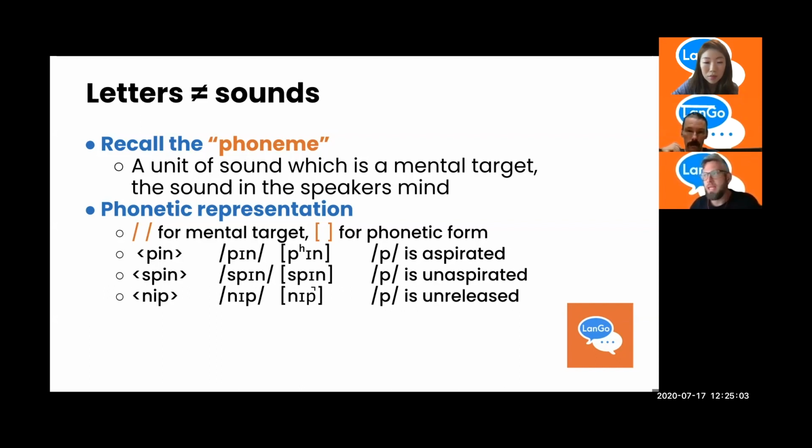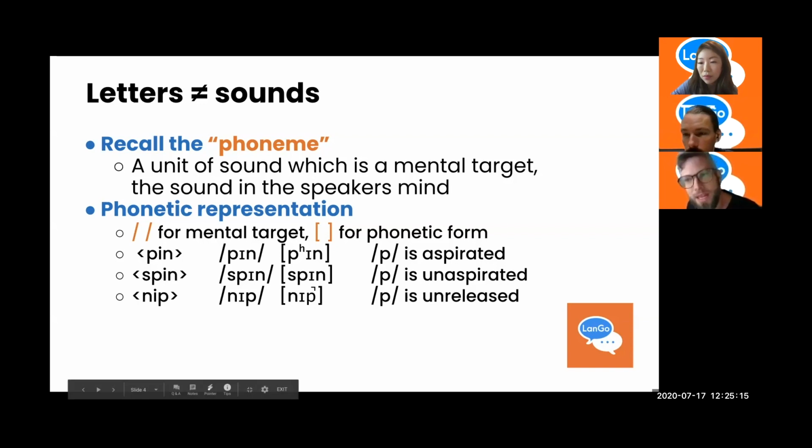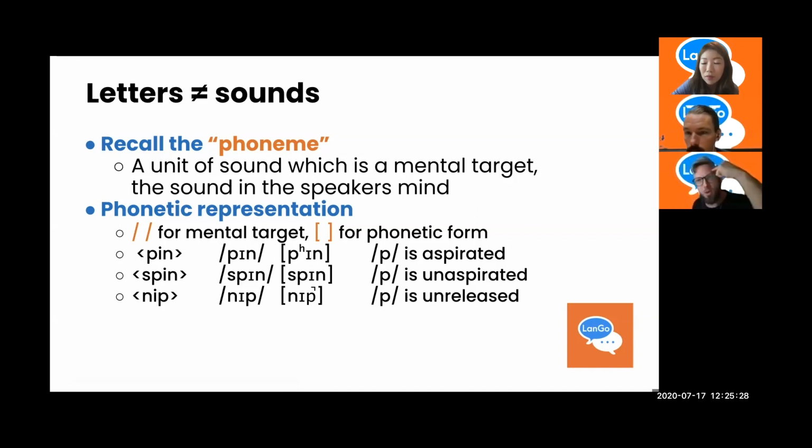In pin, the P is aspirated with a small puff of air. In spin, the P is unaspirated. It's just a regular P, which we'll discuss what that means in a second. And in nip, it's unreleased. Now, I said nip there so you could hear it on the podcast, but when people are normally talking, they say nip. If you're looking at the video, you can see my lips closed. It is unreleased. So acoustically, P is three different things, yet in your mind, you perceive it as one thing. We call that one thing you perceive the phoneme. If you want to know more about that, listen to the last podcast, episode 1.